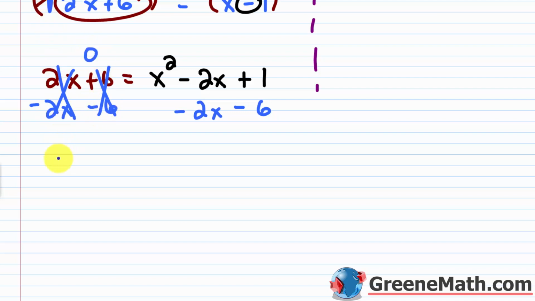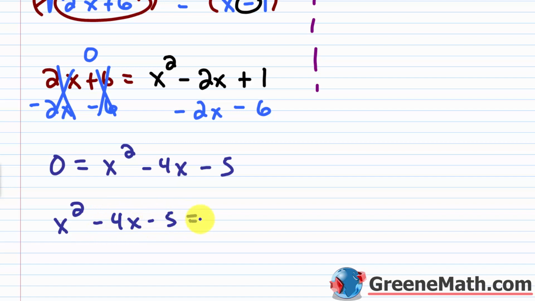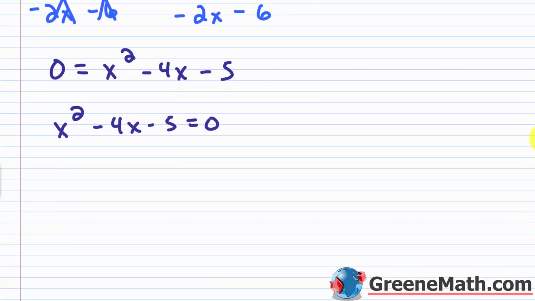So I'm going to have that 0 is equal to x squared. Negative 2x minus 2x is minus 4x. And then 1 minus 6 is going to be minus 5. So you can flip this around if you want. I know most of you, including myself, like the variable parts on the left. So you can say x squared minus 4x minus 5 is equal to 0. That's perfectly legal.